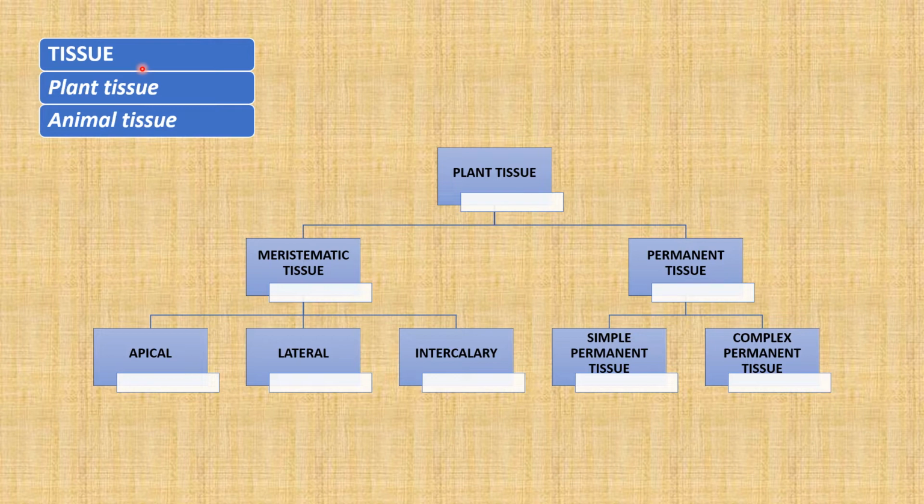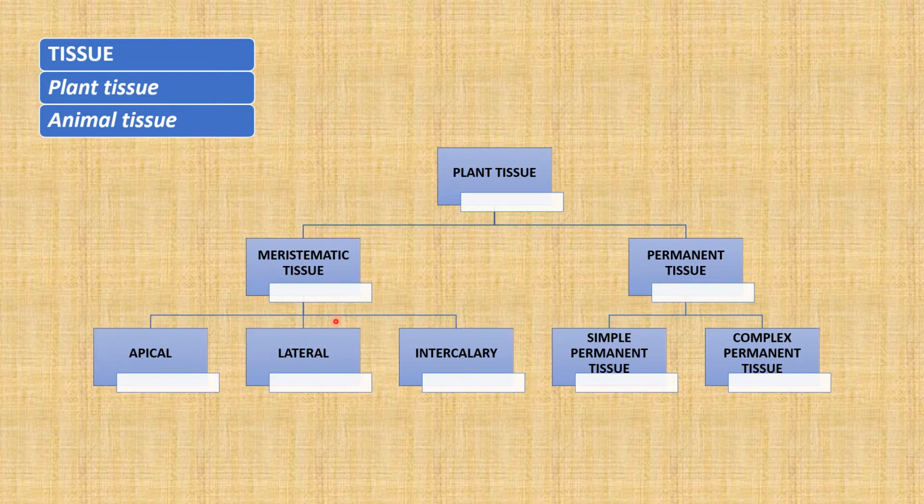That means multicellular organism. Okay, so we can see the tissue in multicellular organism. As we know, plant and animals both are the multicellular organism. So first we learn about the plant tissue and next we learn about animal tissue. So now see, in plant tissue, what type of plant tissue we can see, that we'll learn. First, plant tissue is divided into two types. One is meristematic tissue and another one is permanent tissue.